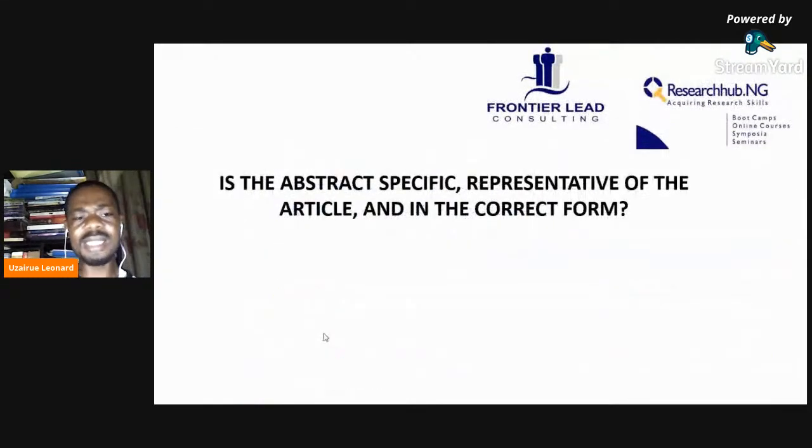Now, the question you usually ask each time you pick up an article is this: is the abstract specific? Is it representative of the article itself? And is it in the correct form? Because there is actually a correct form that an abstract should take. An abstract should have a little background. It should have the method that was used. Then it should equally have a result, defining the major findings of that research. Then it has a little conclusion and a major recommendation from that particular article.